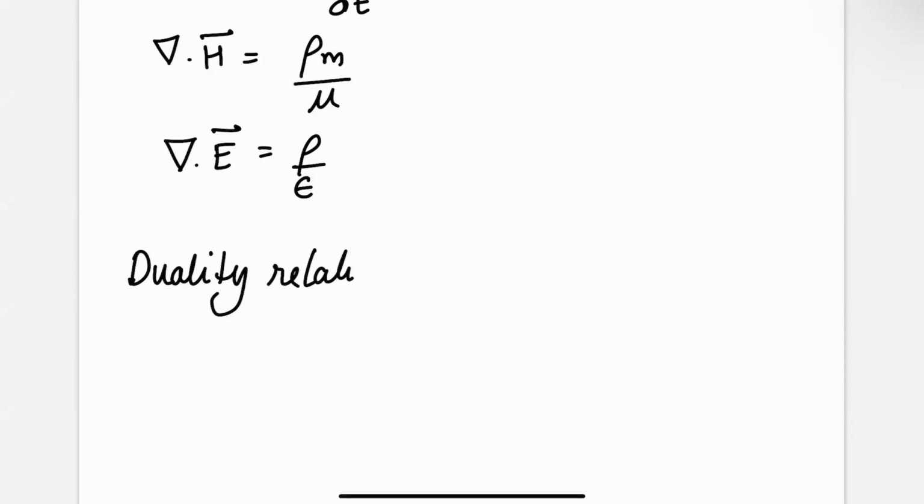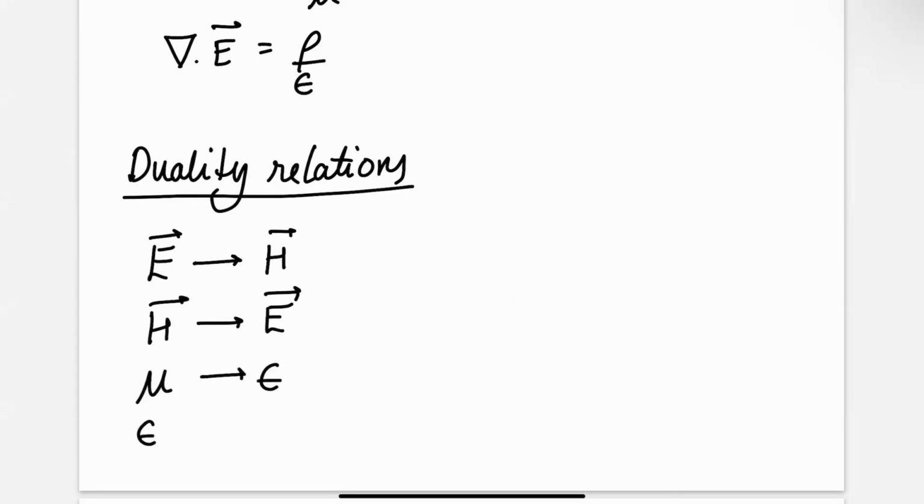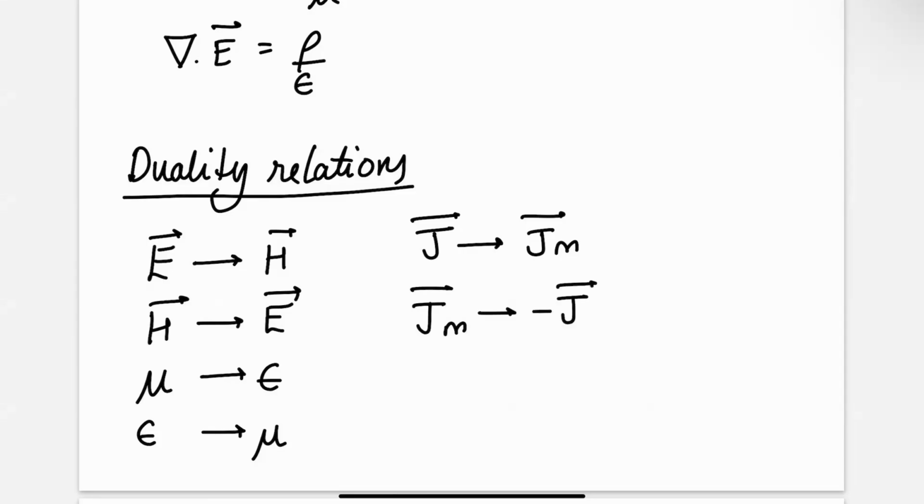So, duality relations. First I'll write it down and then we'll discuss what it is. If I replace E with H, H with E, mu with epsilon, epsilon with mu, J with Jm, Jm with minus J, rho with rho m, and rho m with minus rho.